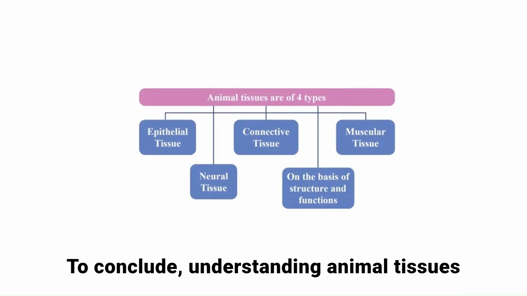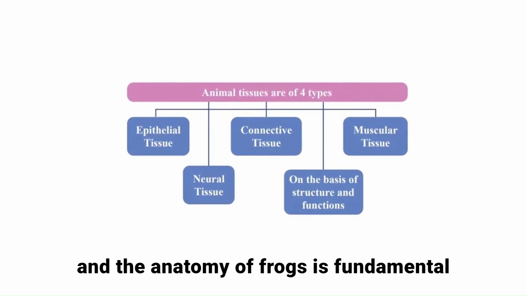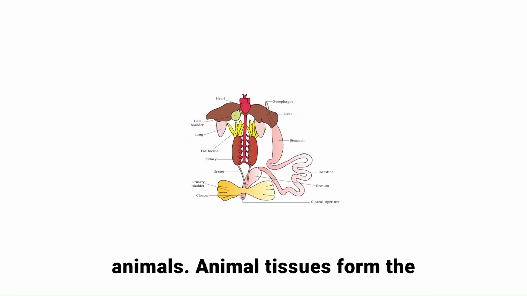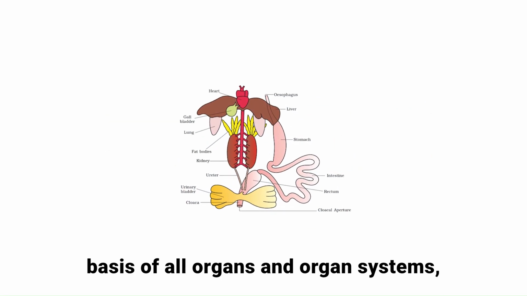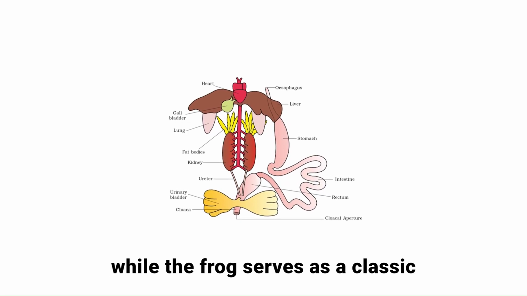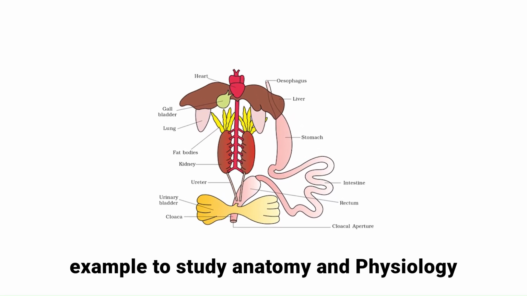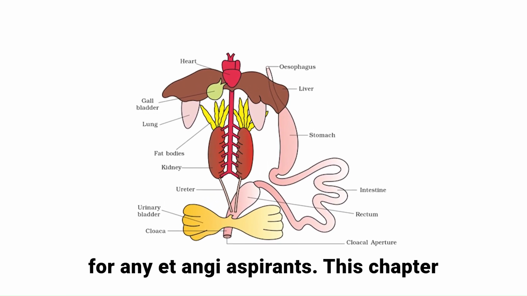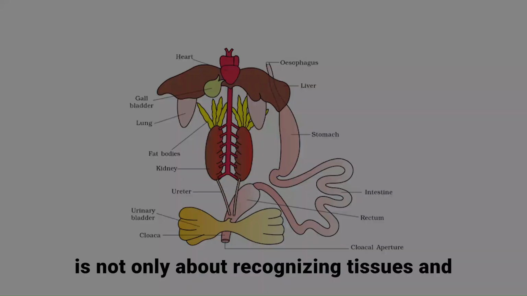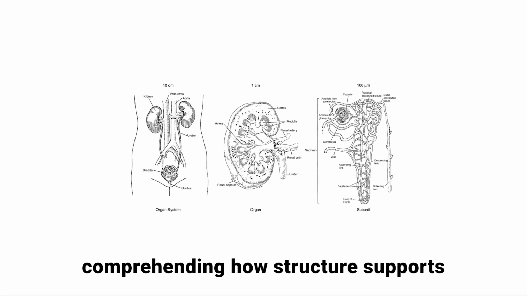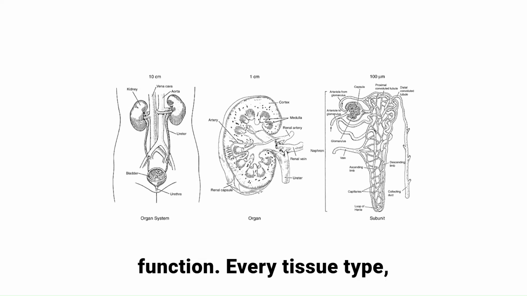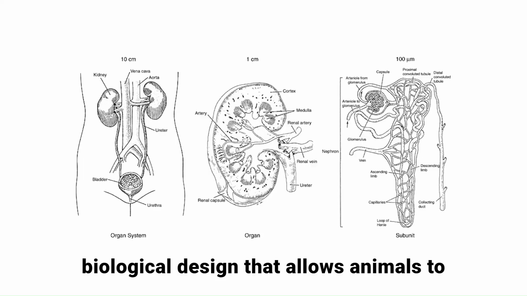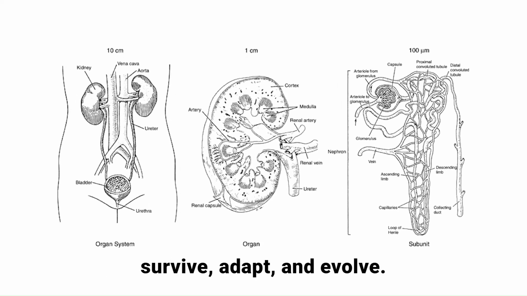To conclude, understanding animal tissues and the anatomy of frogs is fundamental to mastering structural organization in animals. Animal tissues form the basis of all organs and organ systems, while the frog serves as a classic example to study anatomy and physiology. For NEET and JEE aspirants, this chapter is not only about recognizing tissues and labeling diagrams but about comprehending how structure supports function.